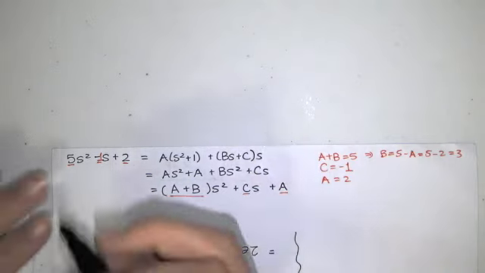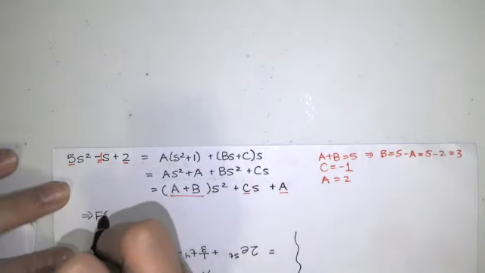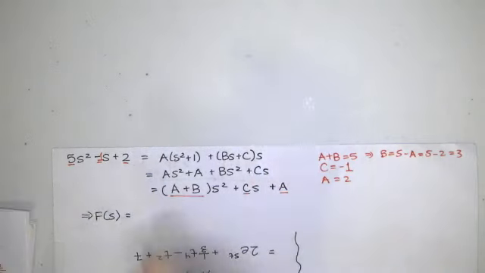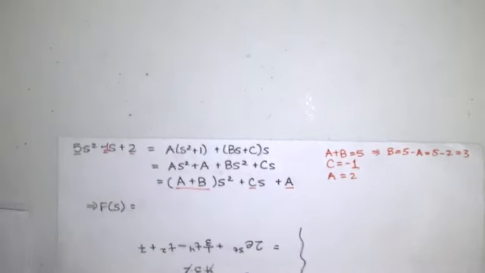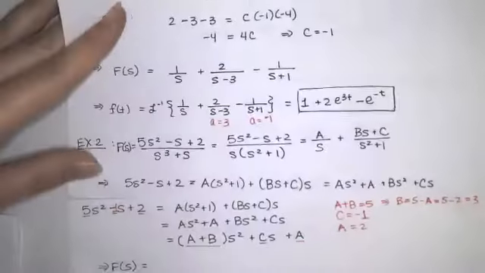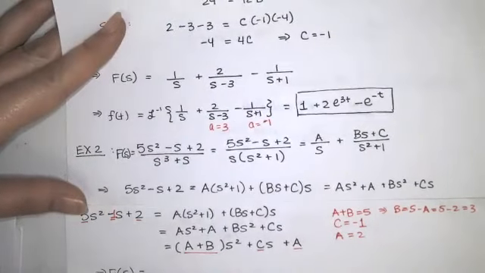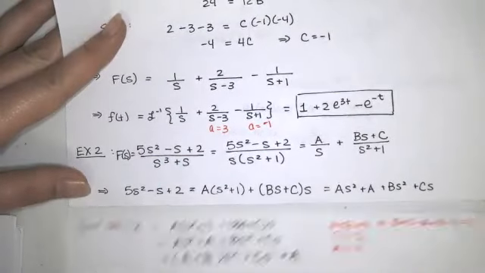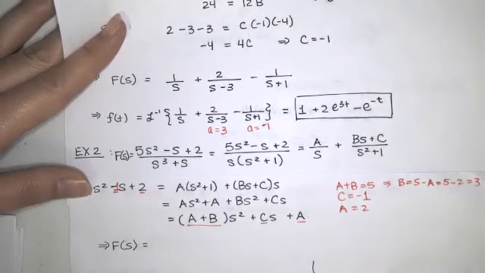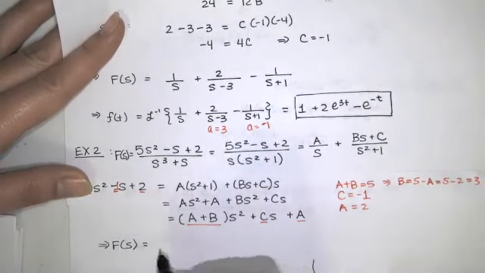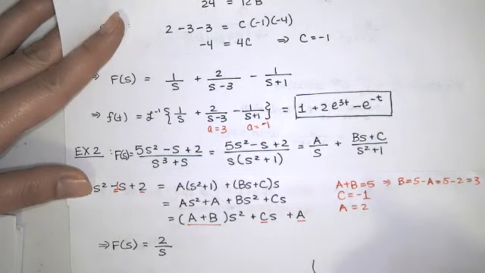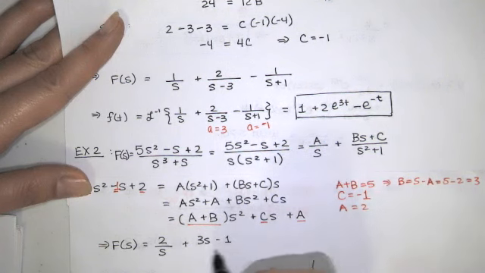And that means that our partial fraction decomposition is this. So our f of s was over here. It was this, and we said that f of s is equal to a over s, and a happened to be 2. So we have 2 over s plus bs plus c. b is 3, so that's 3s plus -1 over s squared plus 1.